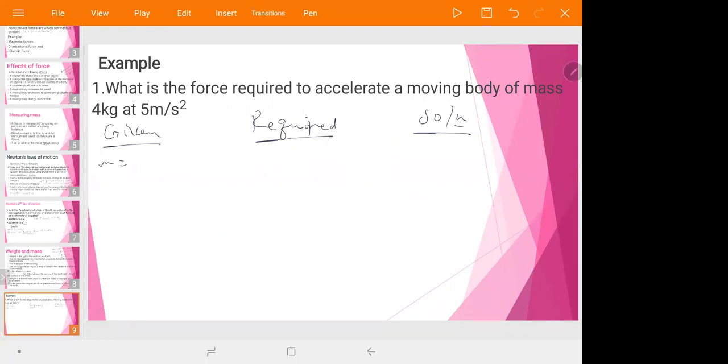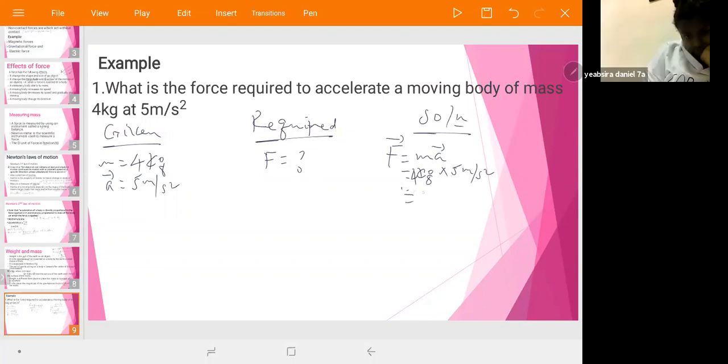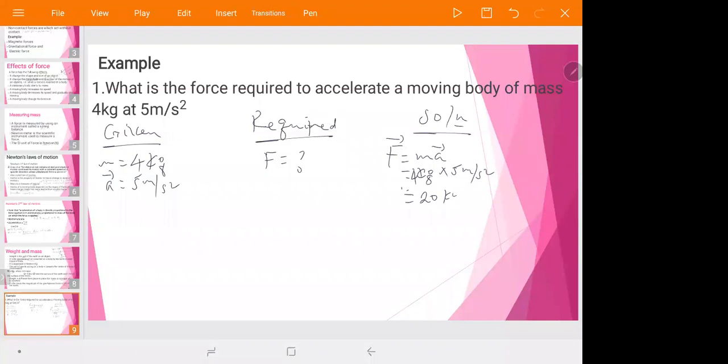Therefore, you do have mass 4 kilogram. What about your acceleration? 5 meter per second square. And the required is force. Force is equal to mass times acceleration. Substitute 4 kilogram times 5 meter per second square. So 20 kilogram meter per second square.